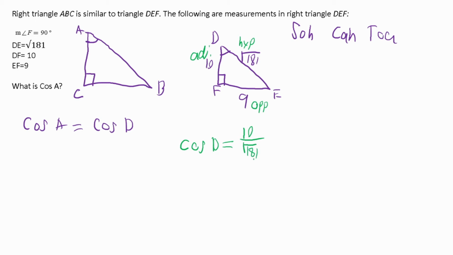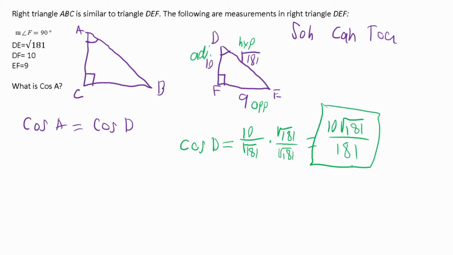We can't leave that there, right? We have to get it out of our denominator by rationalizing it. So we're going to multiply this by square root of 181 up top and square root of 181 down below, which will give us 10 square root 181 over 181. And that is our answer, right? Because since they're equal, this is also the cosine of A. Boom, there we go. And since it doesn't ask you to simplify, this is what we can leave it as. We're good to go.